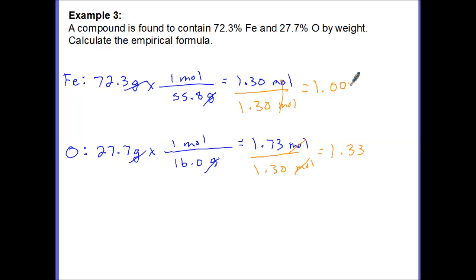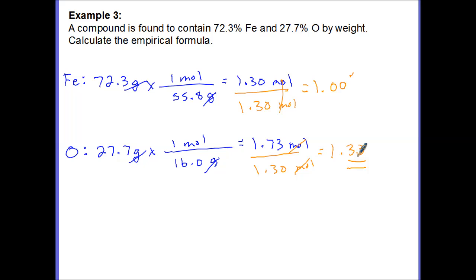Now, when we take a look at this problem right here, you say, well, this is okay. This one's all right. But then take a look at this one. This is not okay. This is not within 0.05 of a whole number. So you've got to think, well, what can I do to get this to a whole number? So you take a look at these endings right here, and think, well, what can I multiply 0.33 by to be close to a whole number?